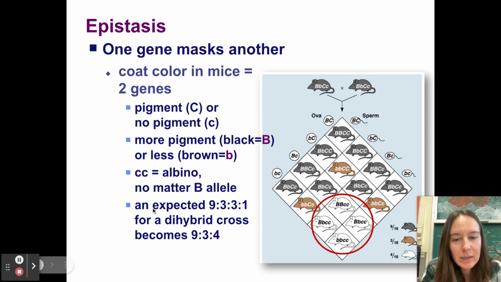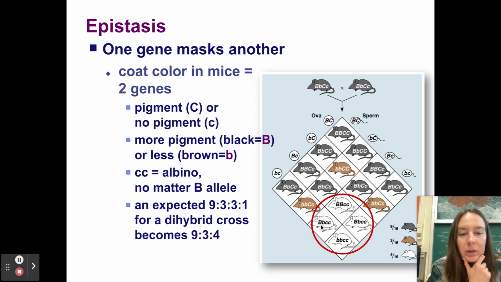So you would expect a 9 to 3 to 3 to 1 ratio when you cross two hybrids like we see here. But in this case, let's take a look at this special case. All the homozygous recessives for the C gene are going to be white. And so that homozygous or heterozygous B will not create a different phenotype here or contribute to our other phenotypes. But if you have a working C allele, as long as you have one dominant C, you are able to create pigment. And so you will have that pigment.